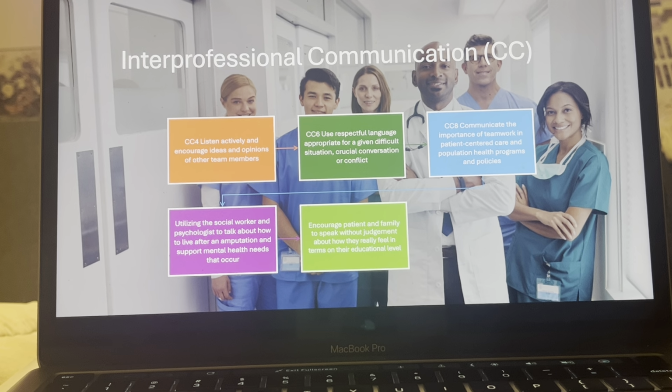CC6, use respectful language appropriate in difficult situations, conversations, or conflict. Nobody wants to talk about somebody losing their foot. It's very hard, but it's very important.